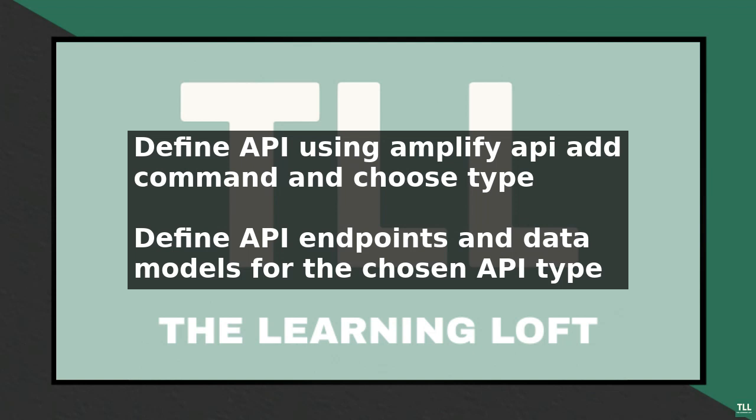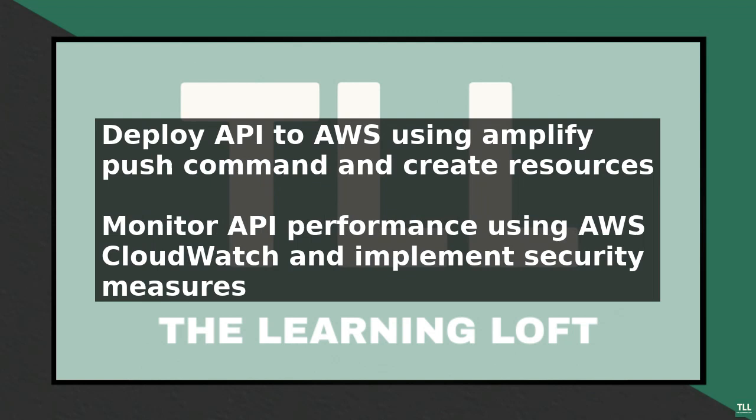Best practices for using AWS Amplify API category. To get the most out of the AWS Amplify API category, it is essential to follow best practices such as using environment variables to store sensitive data, monitoring your API performance using AWS CloudWatch, and implementing security measures such as authentication and authorization.